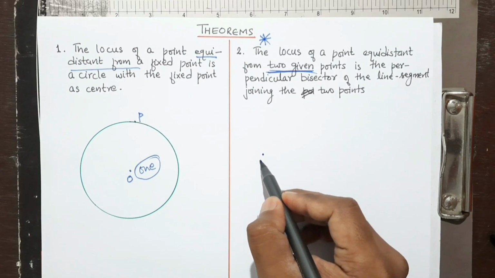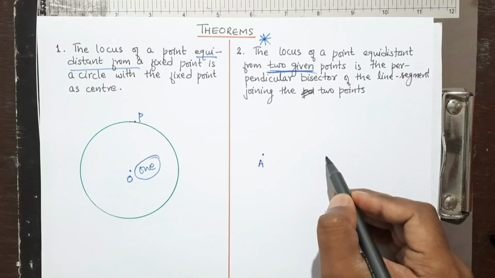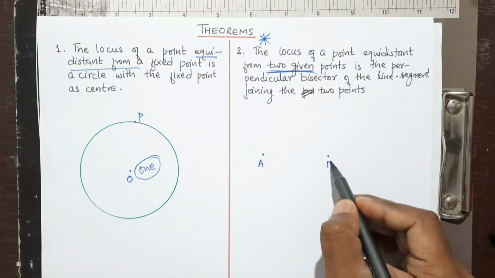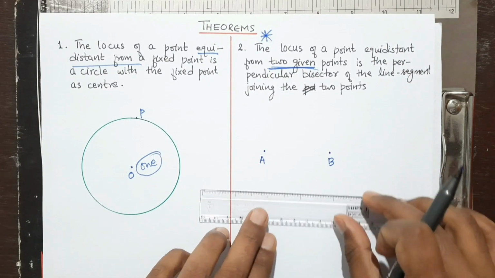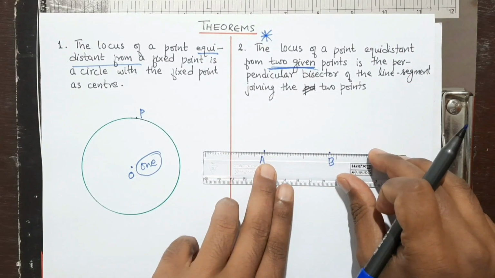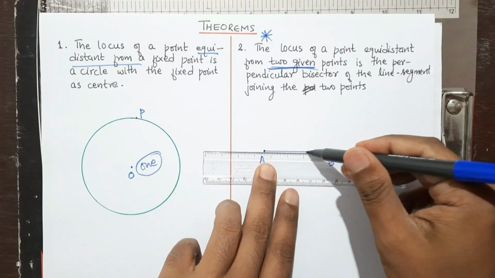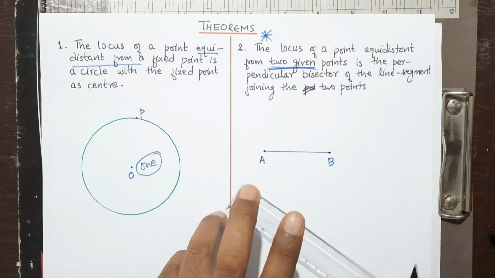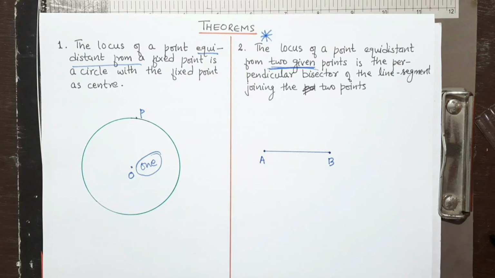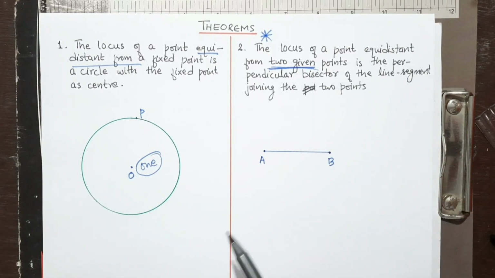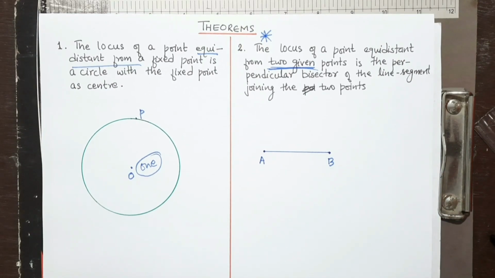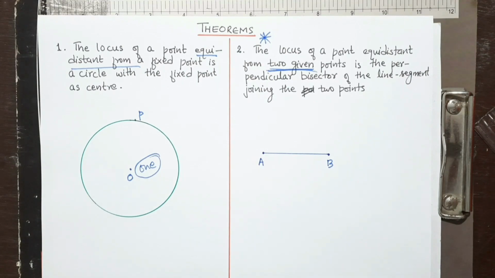Suppose one point is A and another point is B. When we join these 2 points, we will get a line segment. Now according to the theorem, the locus of a point which is equidistant from these two is always the perpendicular bisector of this line segment. That means now we are going to draw the perpendicular bisector of this line segment AB.